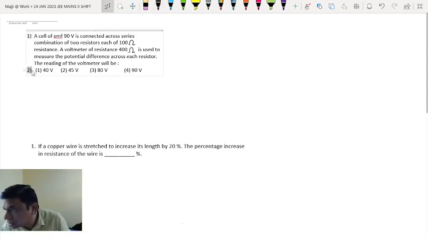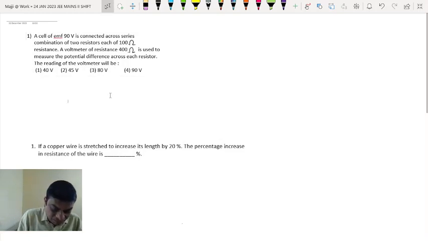A cell of EMF 90 volt connected across a series combination of two resistors, each 100 ohm resistance. A voltmeter of resistance 400 ohm is used to measure the potential difference across each resistor. The reading of the voltmeter will be?